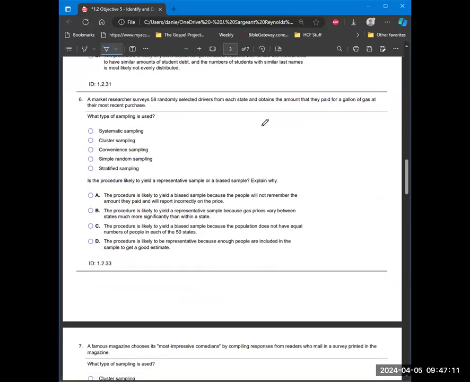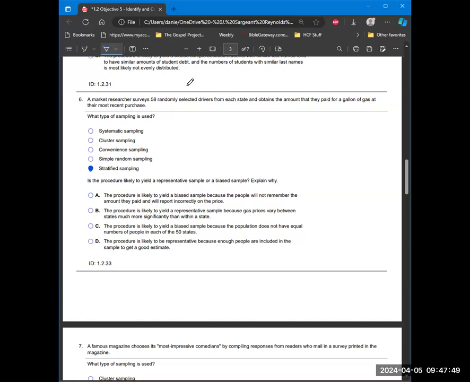A market researcher surveys 58 randomly selected drivers from each state and obtains the amount that they paid for a gallon of gas at their most recent purchase. So, what type of sampling is used? This is stratified sampling, where they're taking the same.